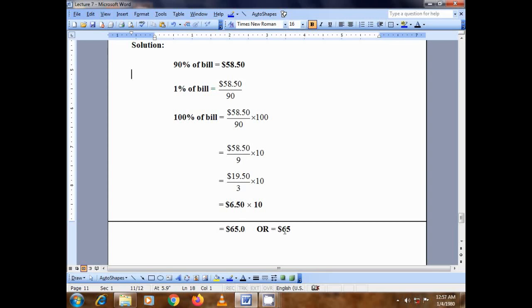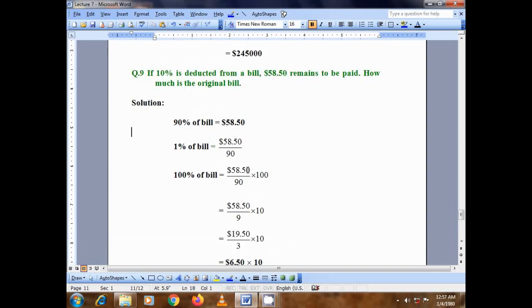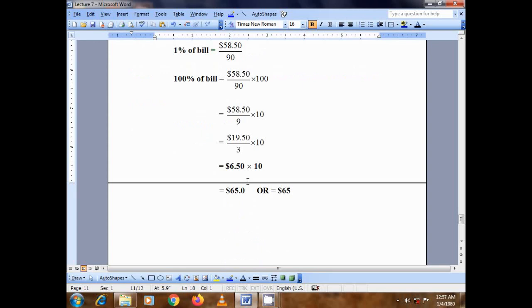Now the position of decimal is between 6 and 5. After multiplying this decimal number by 10, the position of decimal will be between 0 and 5. So the product of 6.50 and 10 is 65.0, or simply 65.0 means $65, which is the 100% of bill. It means that the actual bill was $65 and $58.50 bill was paid. So we have calculated the original bill, which is $65.